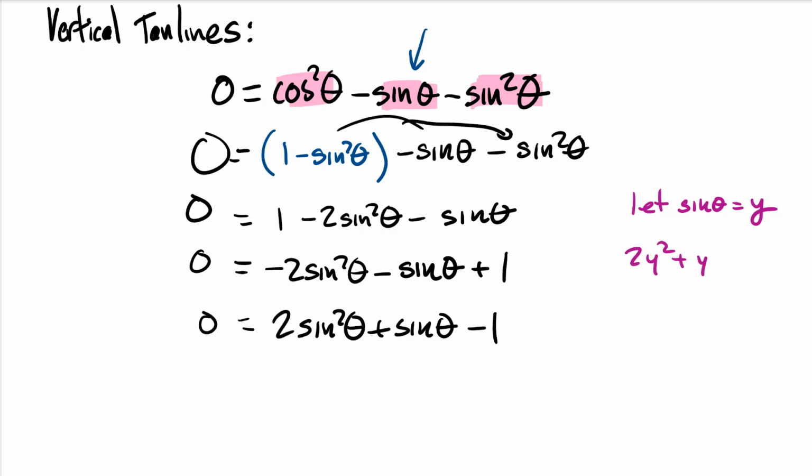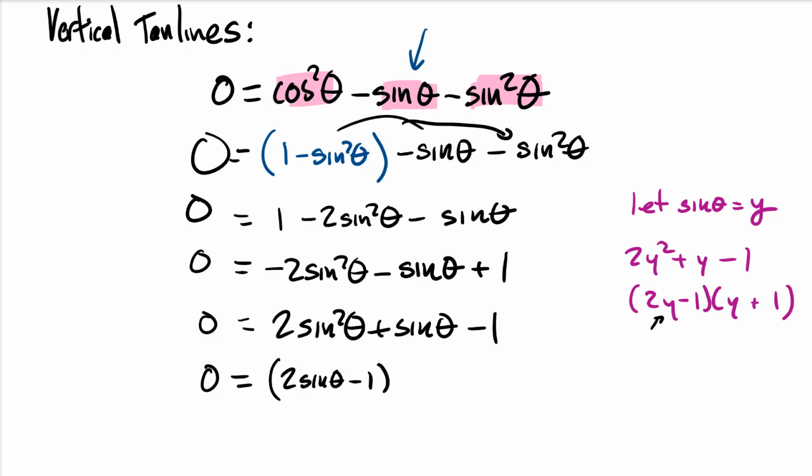It's 2y squared plus y minus 1. So what is that? I'm not doing any weird tricks here. There's nothing to do. So that one needs to be positive and that one needs to be negative. Yep, there it is. That'll work. So we can put it back in, and instead of writing it as y's, we're going to write it as sine. So you get 2 sine of theta minus 1 and sine of theta plus 1. Now it's factored. Now we can solve.